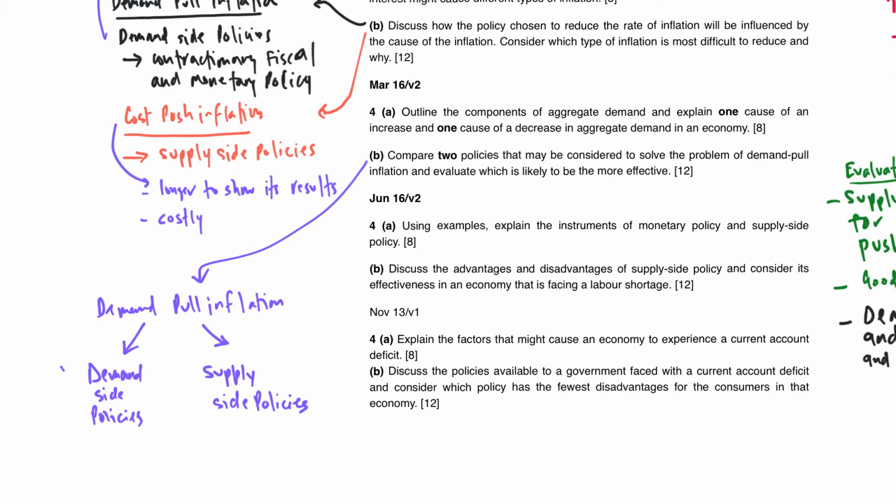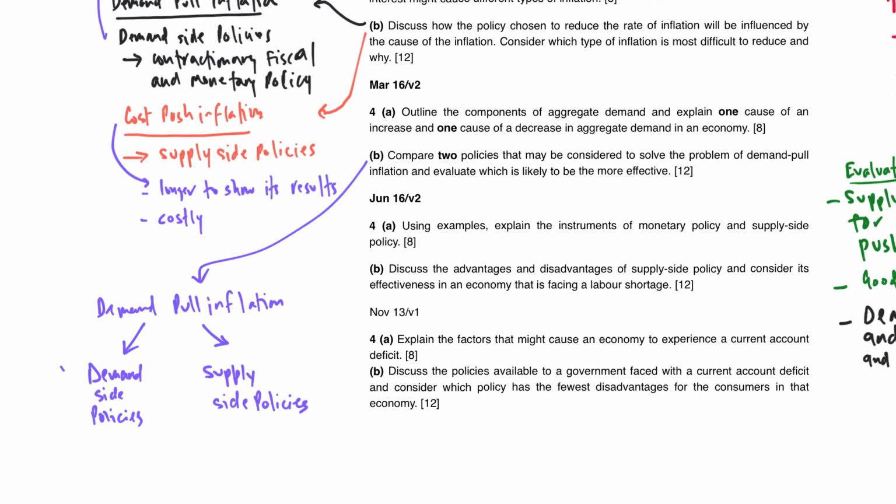We can then talk about the various tools of demand side policies, like contractionary fiscal and monetary policy, and then different tools of supply side policies, like for example, education and training, trade union powers to be reduced, monopoly power to be reduced, and so on. And then what we can do is talk about which is more likely to be effective.